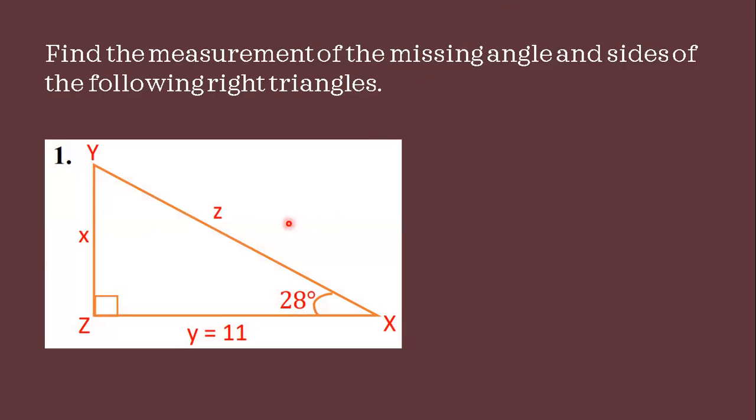In this triangle, the given are the following. We have 28 degrees as theta, or angle x. We have y equal to 11, and we are going to find the measurement of the missing angle, which is angle y, and the sides, side x and side z. We are going to apply the trigonometric functions of a right triangle.